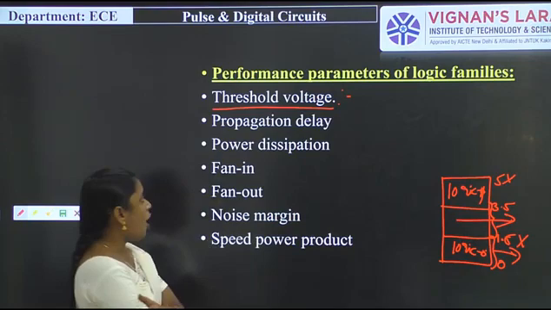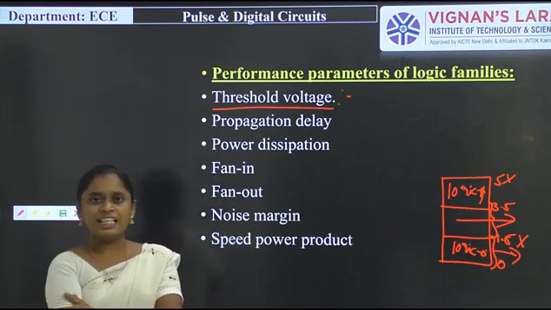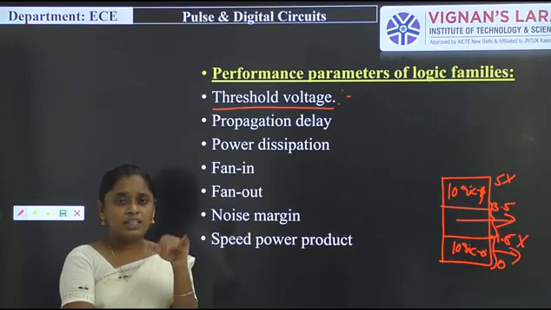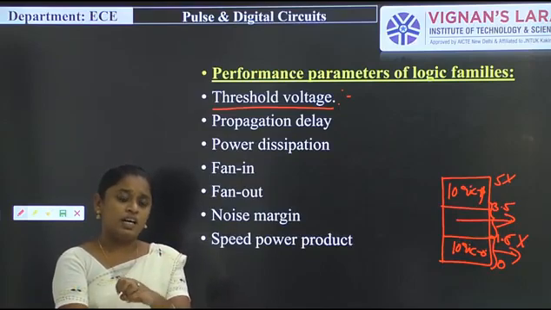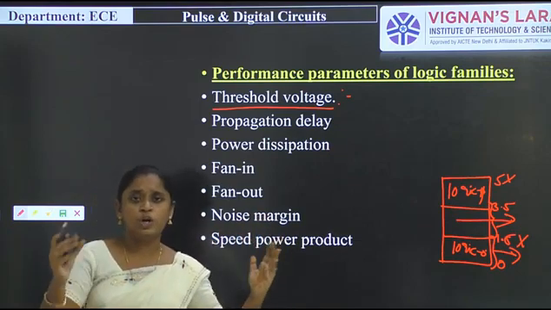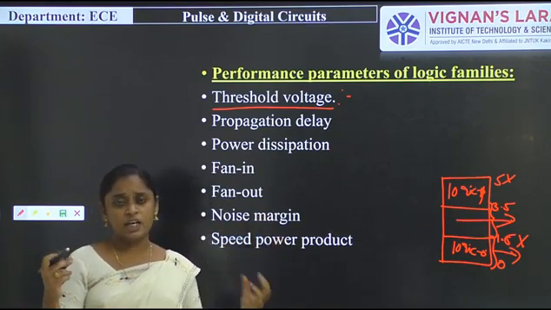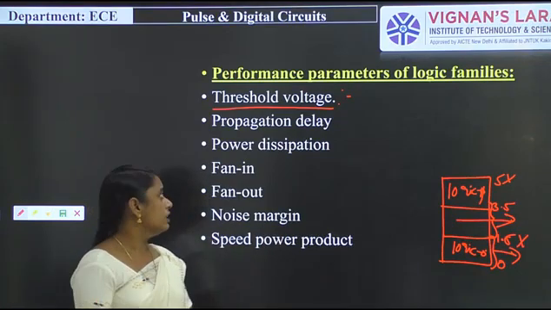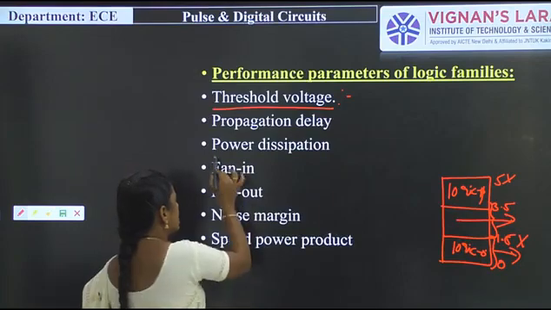And the next one is propagation delay. So what is meant by propagation delay? It is the time taken for a signal or any logic to move from input to output. That is the time in between input and output. So the time for any signal or logic to reach from input to output is known as propagation delay. And the next one is power dissipation.